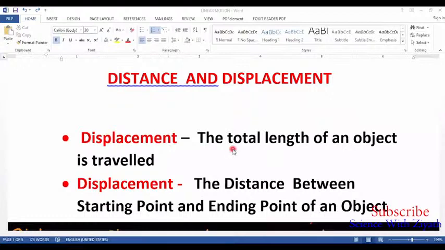The total length means what? Motta Turam. I will use sometimes camel, right? The Motta Turam. ஒரு பொருள் பயணித்த மொத்த தூரம்.